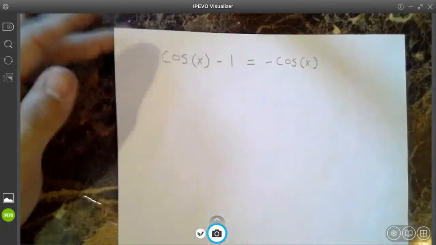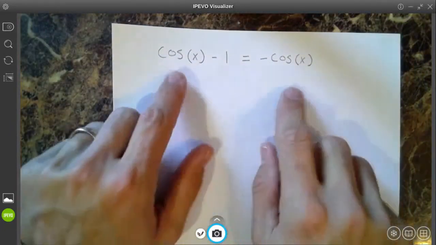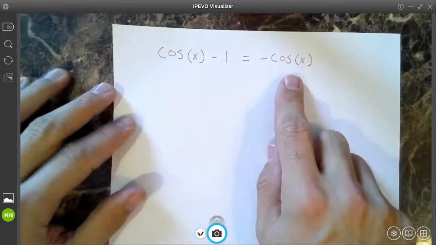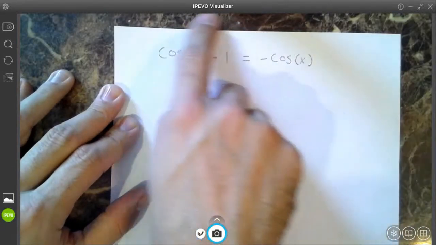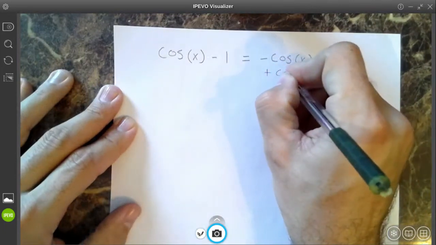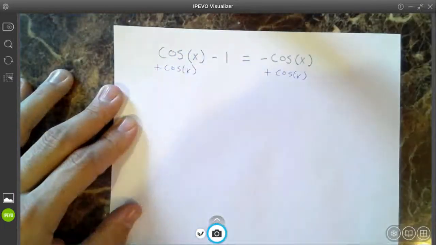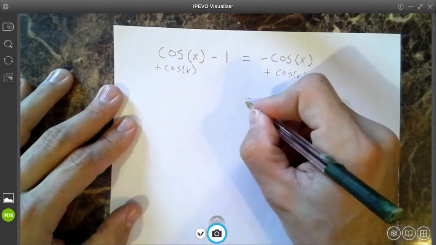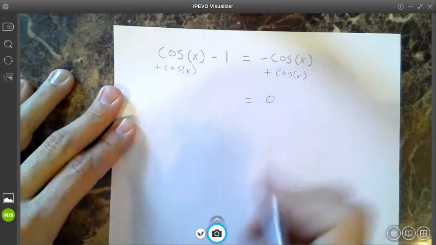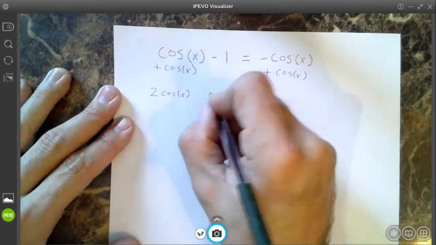All right, this one, we've got cosine of x on both sides. So the part that we're solving for, we want to gather onto the same side. I'm actually going to move this one to the left side first. So I'm going to add cosine of x to both sides. They're going to cancel over here and just give me a 0. And then over here you have cosine x plus cosine x, that is going to be 2 cosine of x.